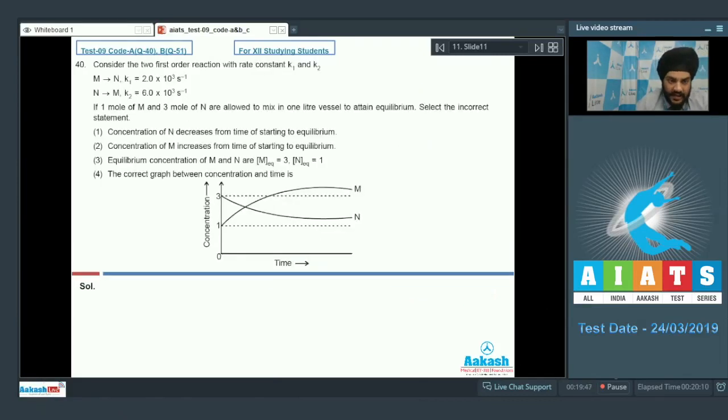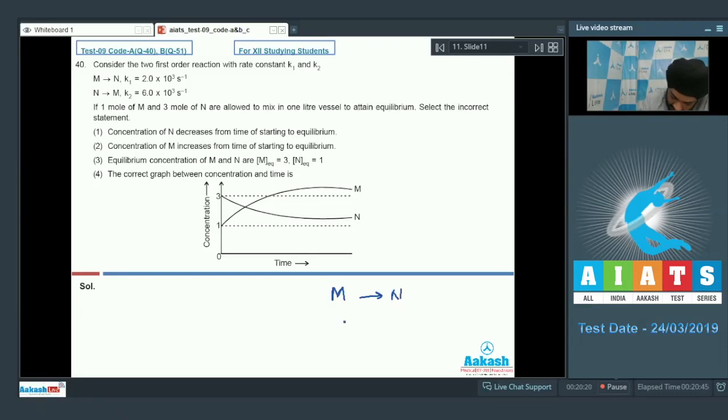Question number 40. Consider the two first order reactions with rate constants K1 and K2. So we have been given two reactions in which M converts into N with a K value of 2 into 10 to the power 3 second inverse, and also N is converting back into M with a K value of 6 into 10 to the power 3 second inverse. So the examiner seems to be interested in if 1 mole of M and 3 mole of N are allowed to mix in a 1 liter vessel to attain equilibrium. Select the incorrect statement.